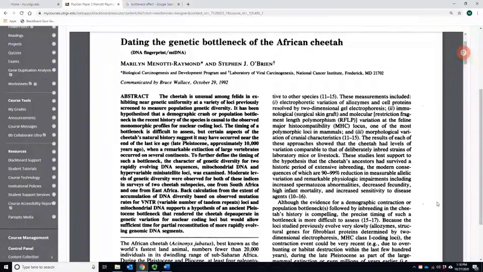The second example of a population genetic study that I've chosen to look at, it's a little bit dated, but this is kind of a classic study and a classic example of how population genetics can tell us something about the structure of a population and also its recent history.